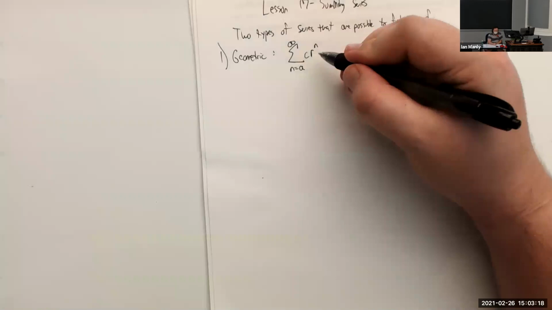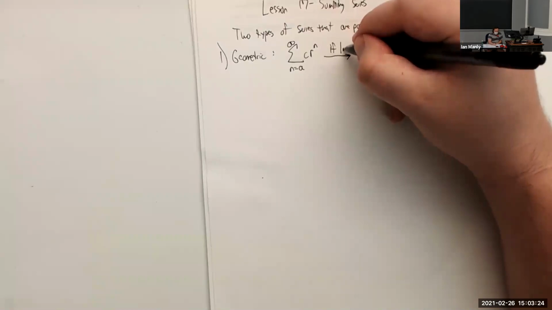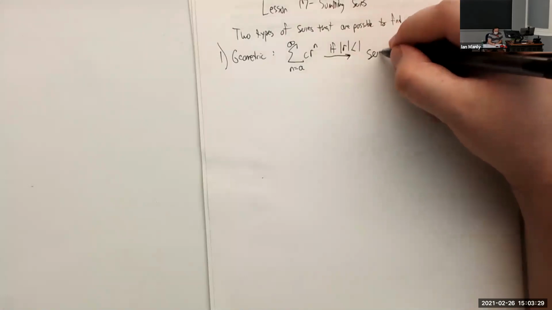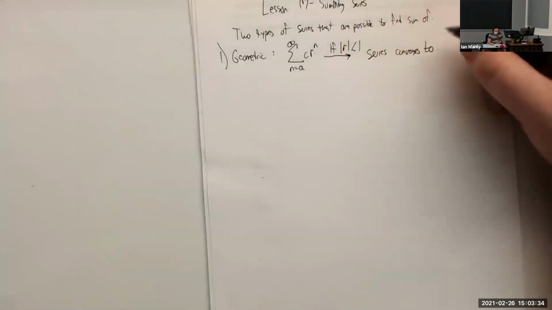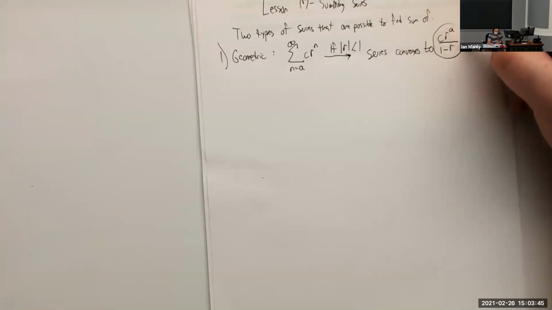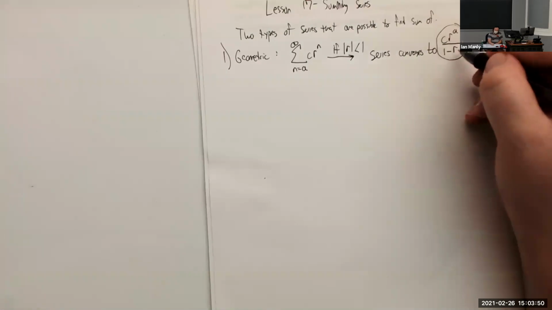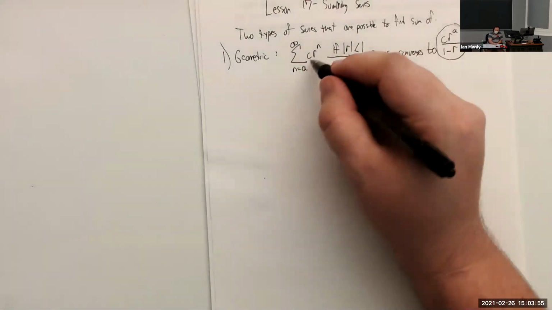So there's two types of things that can happen with this series. If the absolute value of r, so the number being raised to a power, is less than 1, then the series converges. And moreover, it converges to the number c r to the a divided by 1 minus r. So it's going to go to this number specifically right here. This is the number that's being raised to the power. This is the starting index of the number, which is usually 0 or bigger. And then this is the constant that we had.